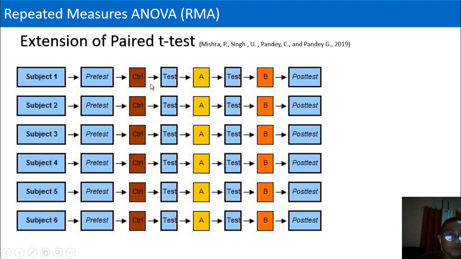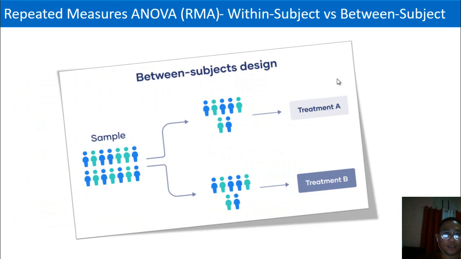So there are a lot of tests or measures. We have the test for the control, the test for treatment A, and the test for treatment B, as well as the test of all from A and B. This is different from the between subject design, because in the between subject design, you are going to split or separate the samples into 2 or more categories, in which you have the point of comparison. But in the within subject design, you are comparing.